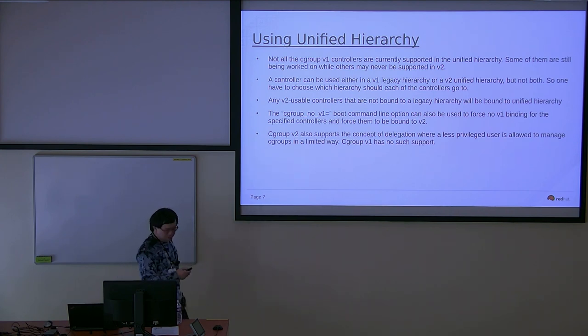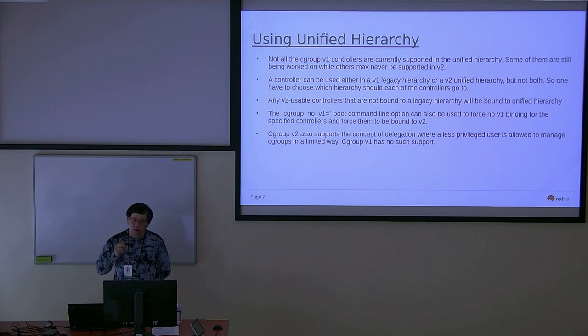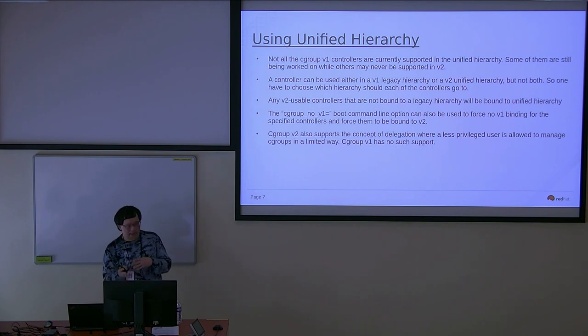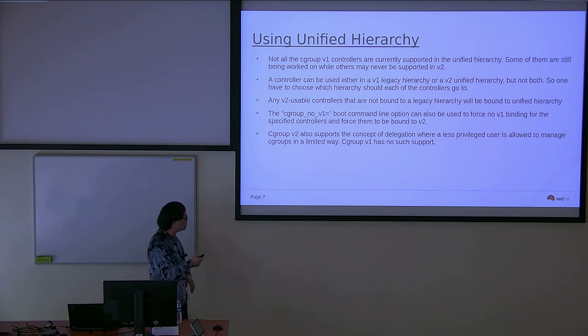So how can we use a unified hierarchy? By default, all the controllers can either be in V1 or in V2. You can't be in V1 and V2 simultaneously because the controller only knows how to manage one hierarchy. You can't have one controller involved in more than one hierarchy or it gets confused. By default, any V2-usable controller that is not bound to V1 will be attached to V2. So you can use an option like the cgroup V1 boot command line to force which controllers should not be bound to V1. In that case, they will all bind to V2.